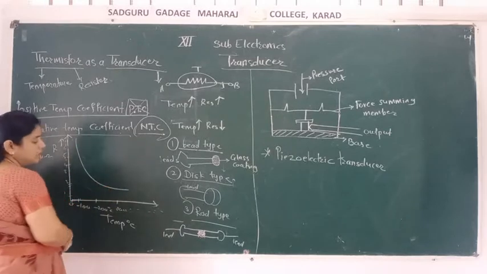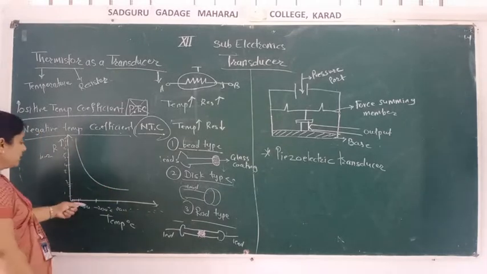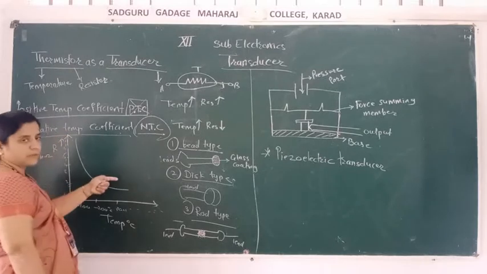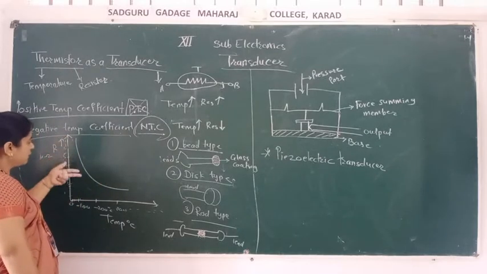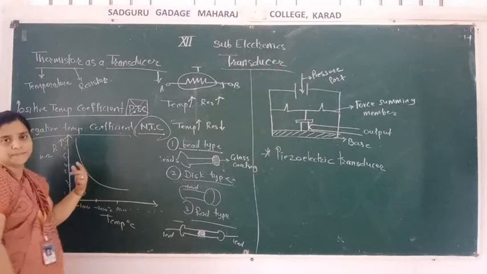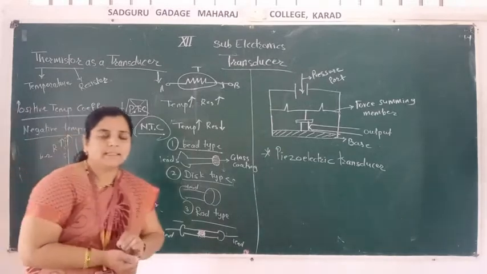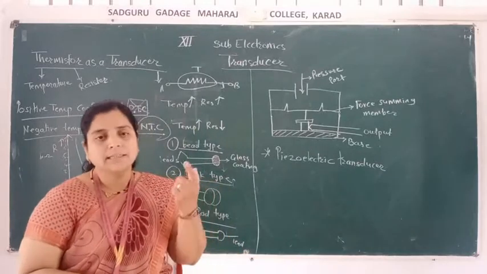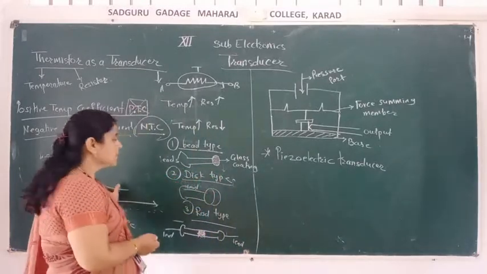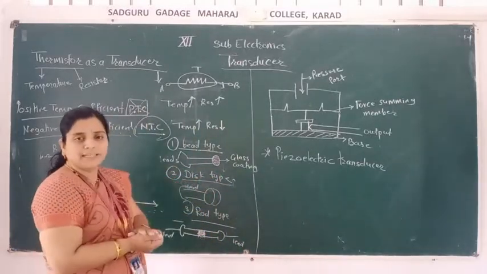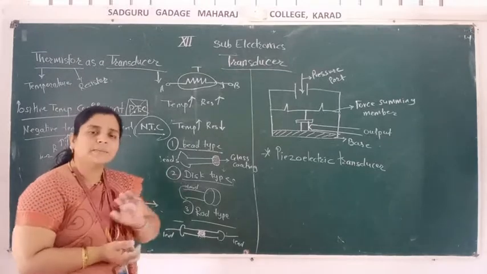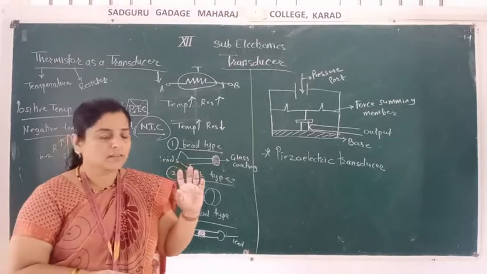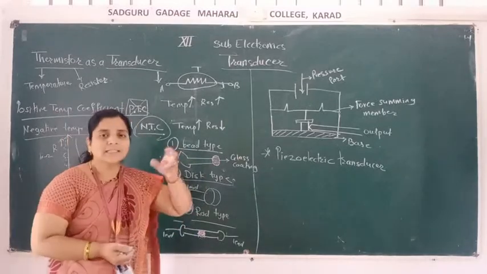When the temperature increases, resistance goes on decreasing. From 10 it becomes 5, 4, 3, 2, 1 like this. So in NTC, when temperature increases, resistance goes on decreasing. It can be shown by using this graph. This is a very simple concept. Transducer is a very simple, very easy chapter. First try to understand its concept.